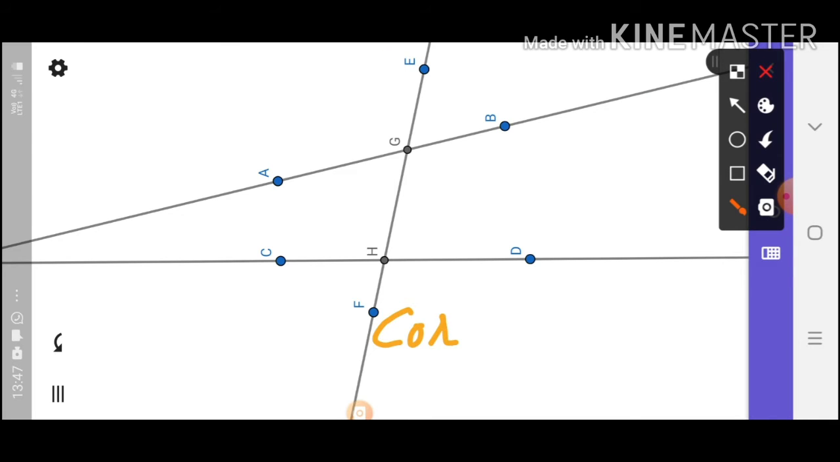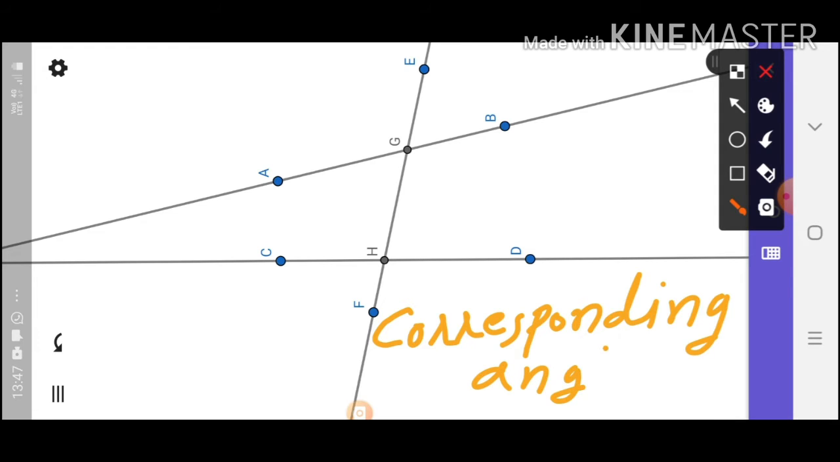Corresponding angles. Yes, you have already studied in 8th standard what are corresponding angles. Now we can show four pairs of corresponding angles. Let us see. Angle EGB, this is one angle, and angle GHD. These two angles are corresponding angles. This is one pair. This way we can show another three pairs.